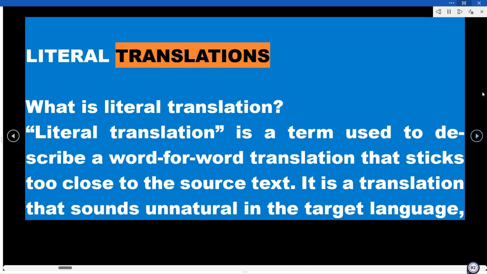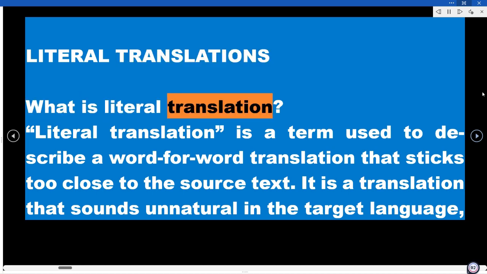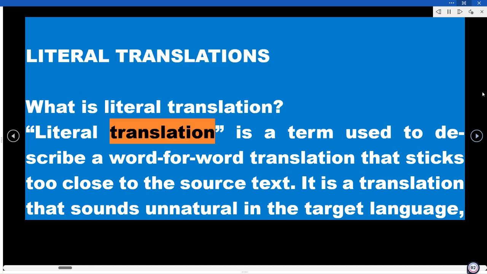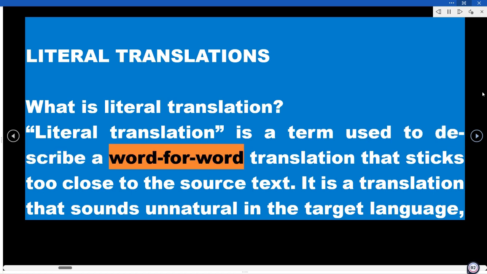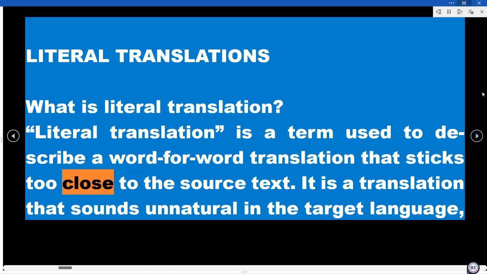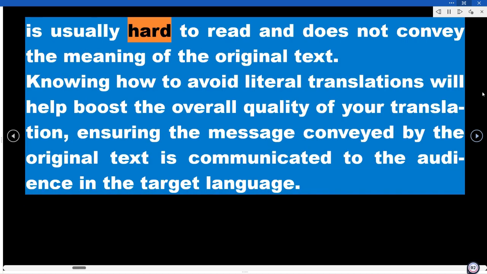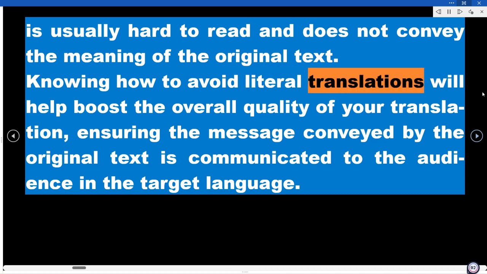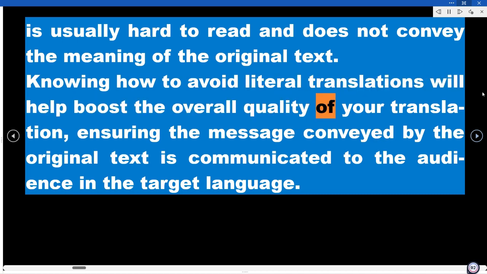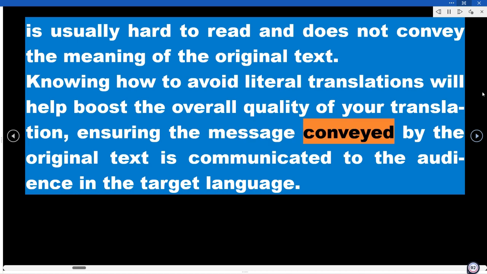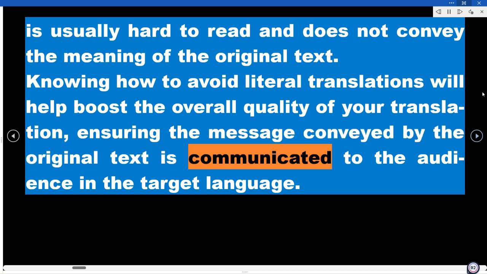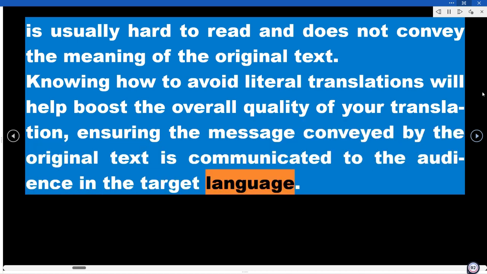Literal translations. What is literal translation? Literal translation is a term used to describe a word-for-word translation that sticks too close to the source text. It is a translation that sounds unnatural in the target language, is usually hard to read and does not convey the meaning of the original text. Knowing how to avoid literal translations will help boost the overall quality of your translation, ensuring the message conveyed by the original text is communicated to the audience in the target language.